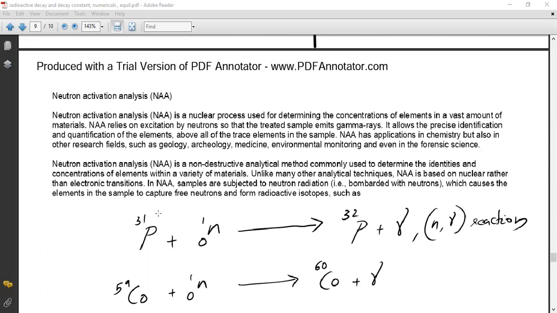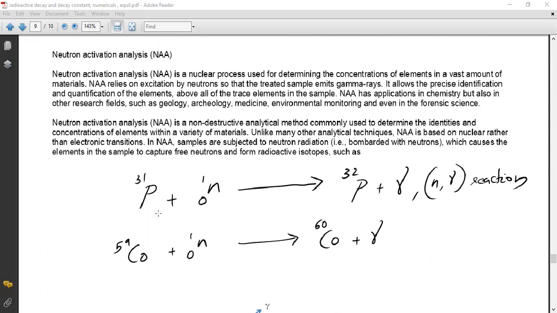Next is neutron activation analysis, another topic related to nuclear chemistry. What is neutron activation analysis? It is a process for determining the concentration of elements present in a material. It relies on the excitation of the sample by neutrons so that the treated sample emits gamma rays.